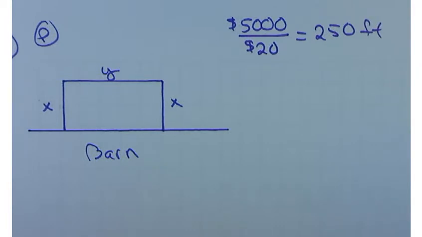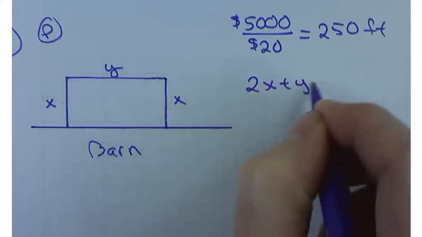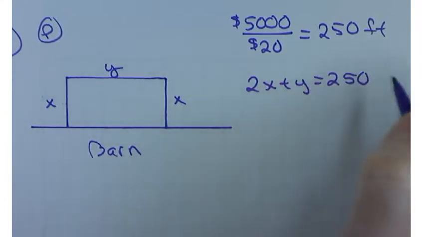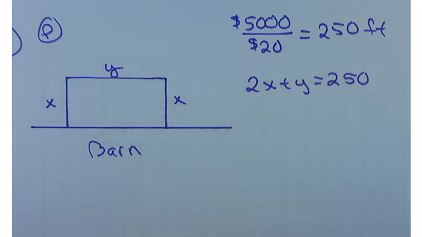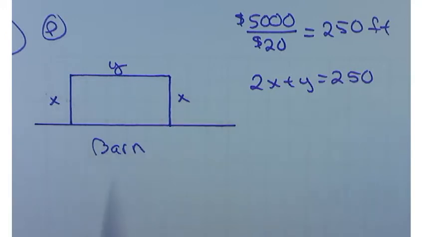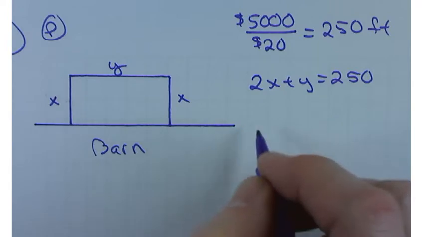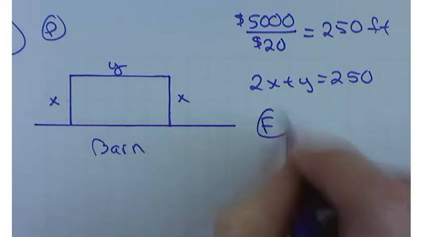And what that says, in other words, is 2x plus y equals 250 feet. That is, if you add up these two sides, which are the same length, and this side, you've got 250 feet worth of fencing. Okay, nice. So that's a little background. We've got our picture, and we're headed towards our function.